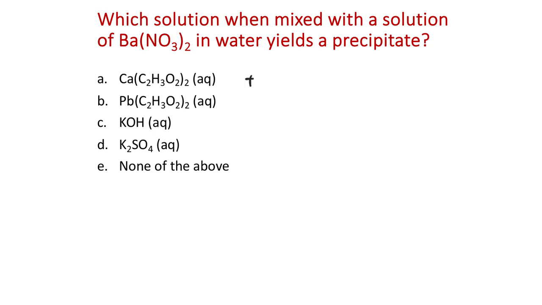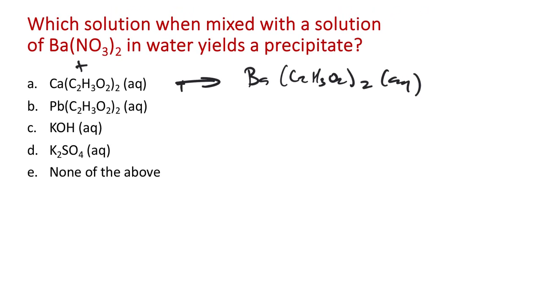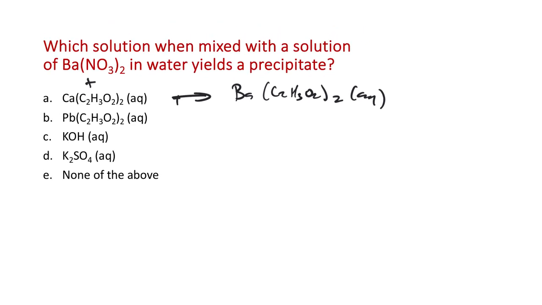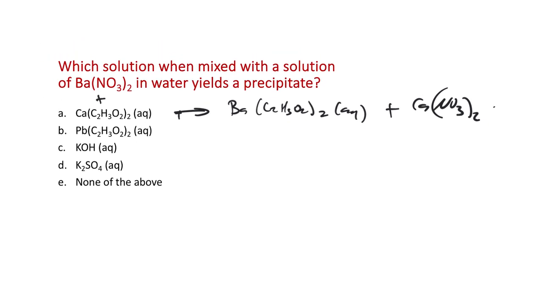So when I'm picturing this reaction, if I take barium nitrate plus calcium acetate and I consider getting barium acetate, I already know that this has to be a water soluble compound, because all acetates are water soluble. And then the other product, calcium nitrate, must also be water soluble, just because all nitrates are water soluble. So no solid forming here. So A doesn't work, B doesn't work for the same reason.